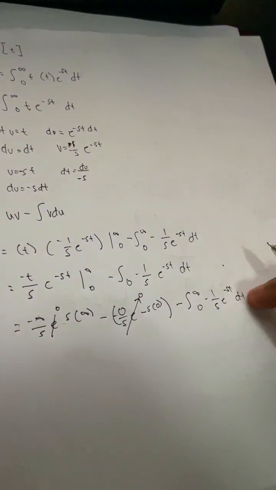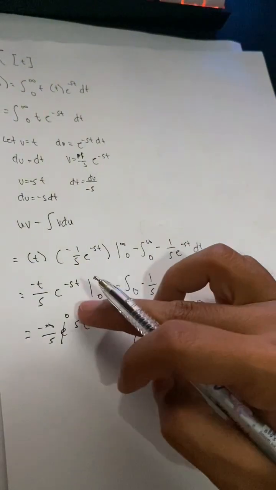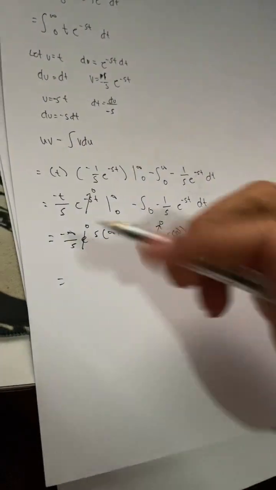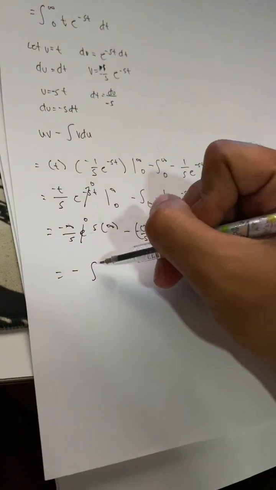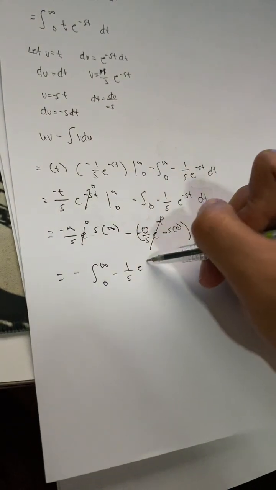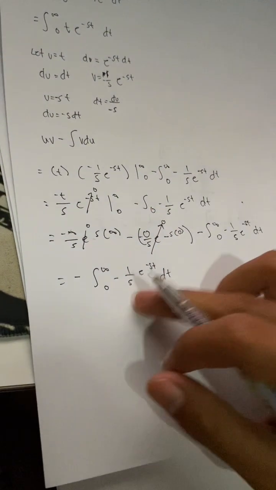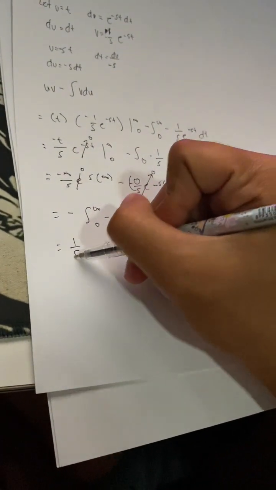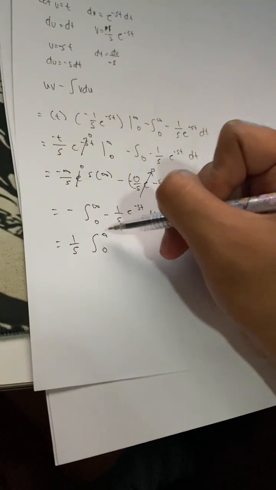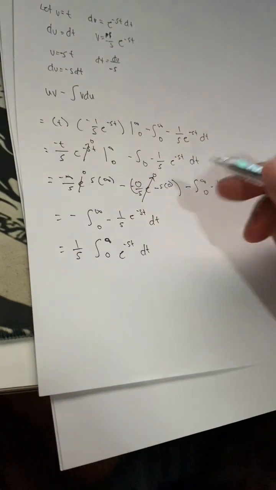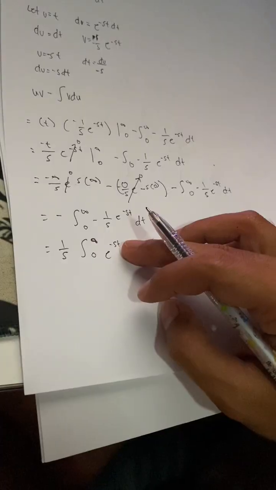So the integral from 0 to infinity of negative 1 over s e raised to negative st dt remains, and our equation simplifies to negative the integral from 0 to infinity of negative 1 over s e raised to negative st dt. I can now factor out the negative 1 over s because we are integrating with respect to t and it is a constant, so negative times negative 1 over s is 1 over s, the integral from 0 to infinity.